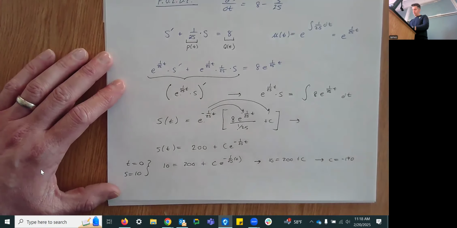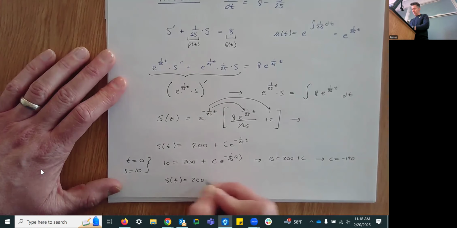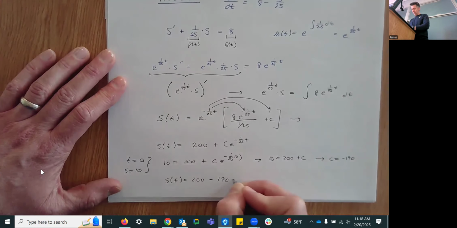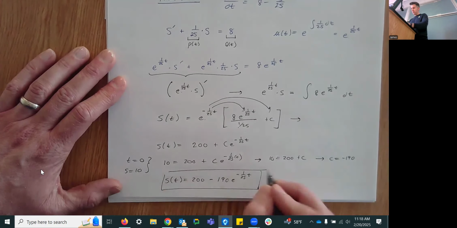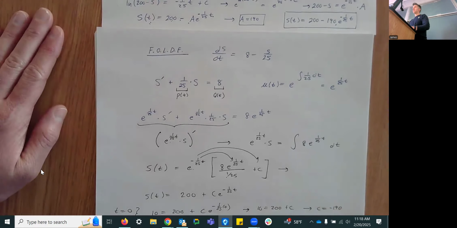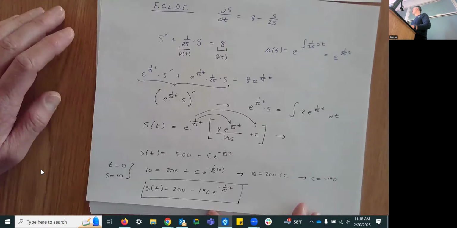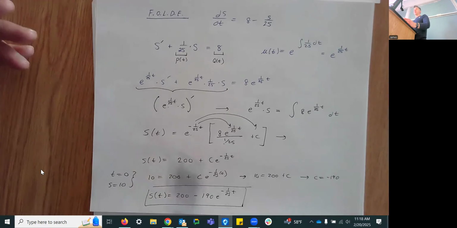And then our final solution ends up being s of t equal to 200 minus 190 e to the negative 1 over 25 times t. The same. Sorry, you can't see both. But they're the same. So I think this was much easier personally.